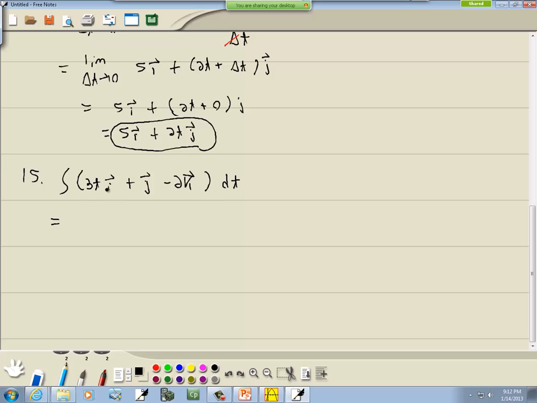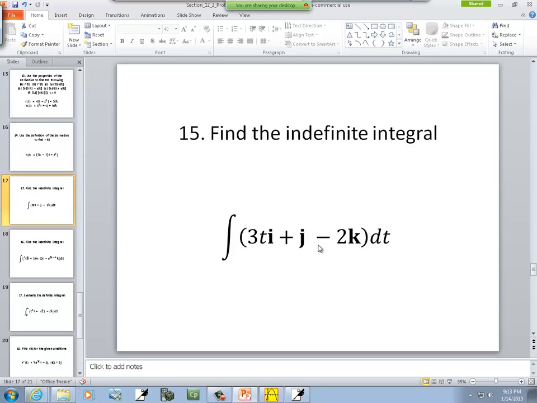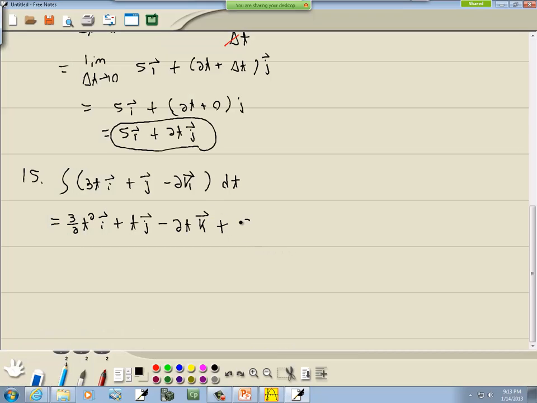Well, you add 1 to your power, divide by the new power. So this becomes 3/2 t squared i, plus, and that's like a 1 here, so this becomes tj, minus, and this again is like a number, so this becomes minus 2tk. And then we have plus c here at the end. Now c here is not a number, it's a vector. So this is our constant vector. And that would be your answer.